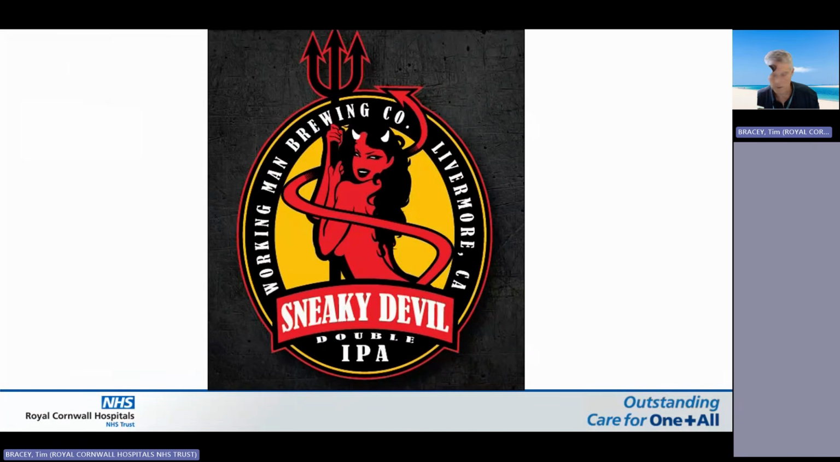So this is a beer that I tried in California, and it reminded me of signet ring cancer and other things. So I'm talking about sneaky devils.